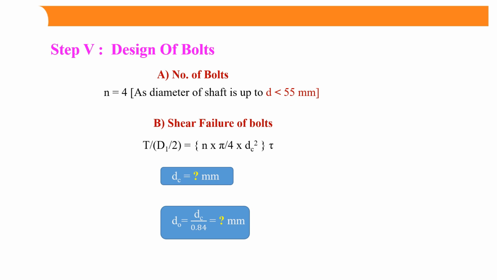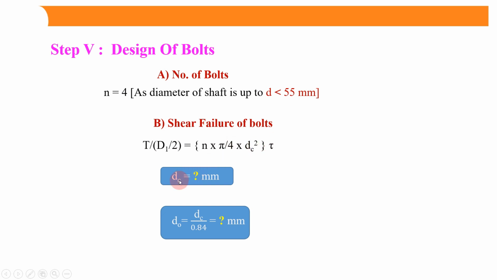See guys, what is step A? Number of bolts N is equal to 4 as diameter of shaft is D less than 55 mm. This is the condition that we have seen in the previous video in our design procedure of flange coupling. When your calculated diameter D is less than 55 mm, at that time you need to take N equal to 4. Step B is shear failure of bolts. The relation for that is T upon D1 upon 2 into N into pi by 4 into DC square into tau.